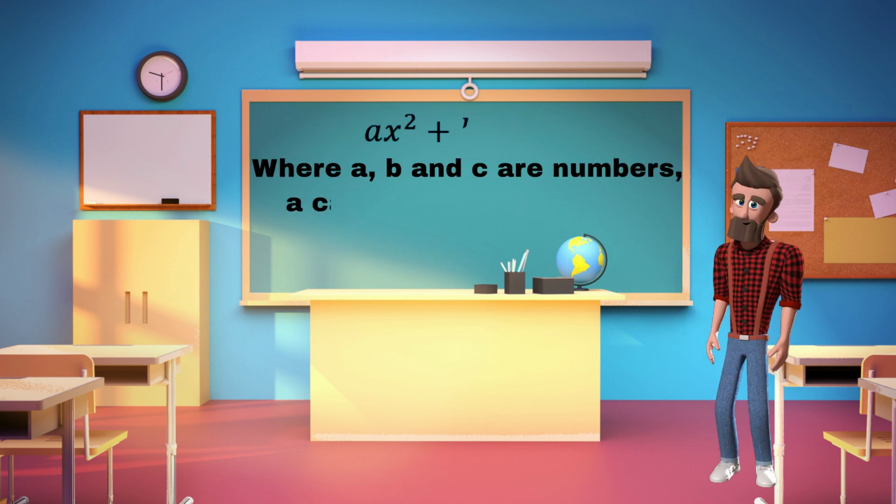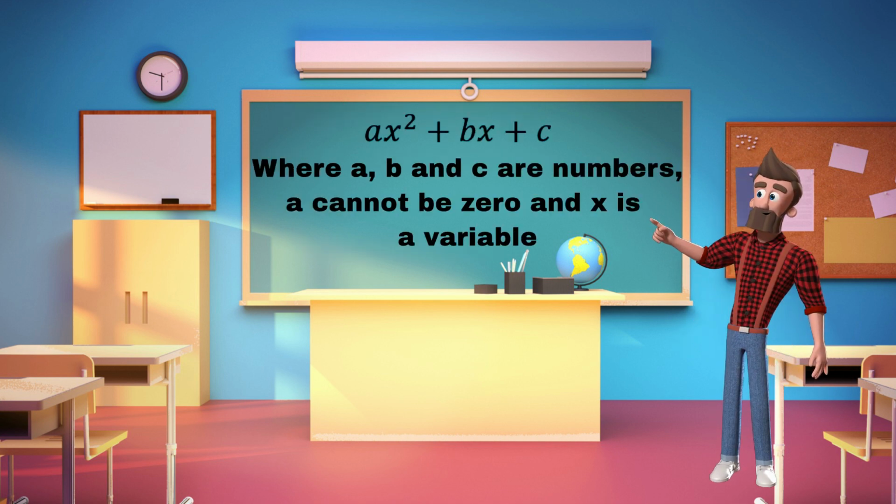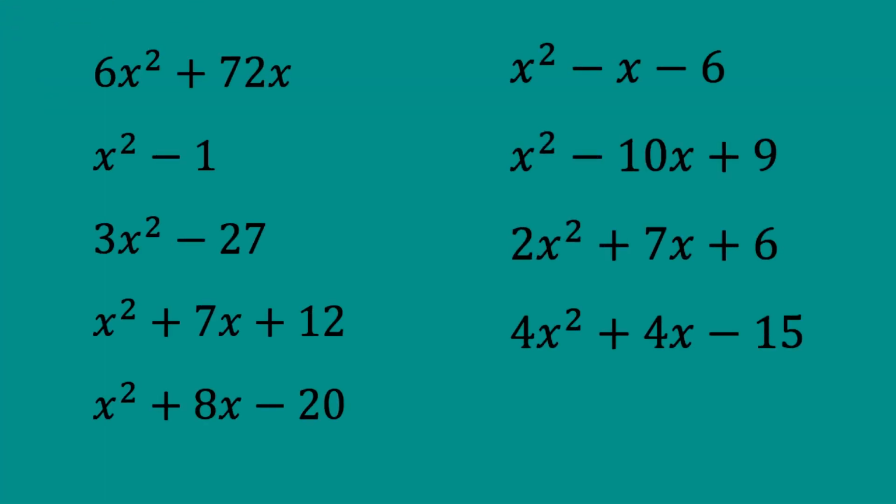The standard form of a quadratic is ax squared plus bx plus c, where a, b and c are numbers. A cannot be 0 and x is a variable. I will show you how to factorize the following 9 equations.